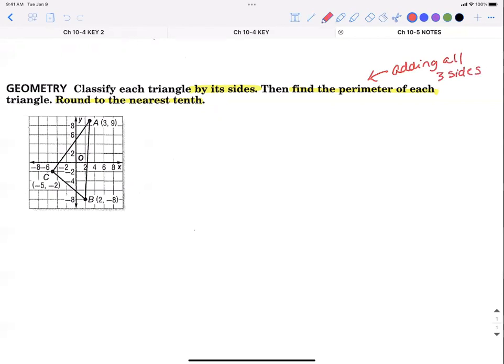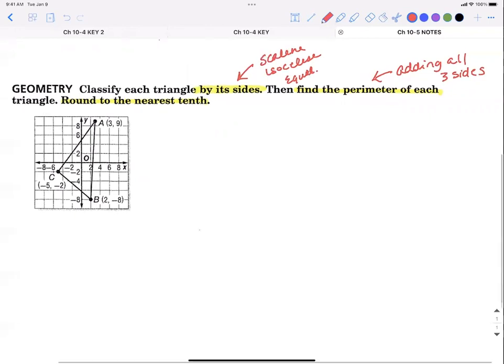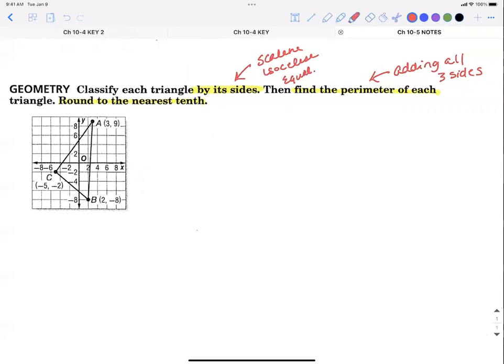And then when it asks us to classify it by its sides, that's where we're going to have scalene, isosceles, or equilateral. So this one takes a lot of work and a lot of patience, and I'm going to show you why. We've got three sides. We have to find the length of all three sides in three separate problems. So first, we're going to find the red side, and I'm going to label this the red side. If you have highlighters and you're a color note taker, this is a good place to use it.